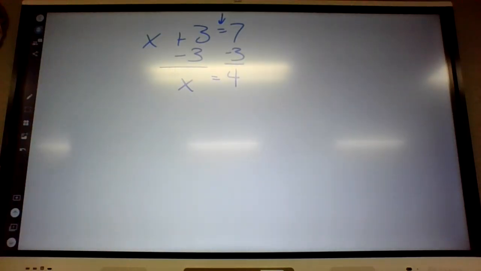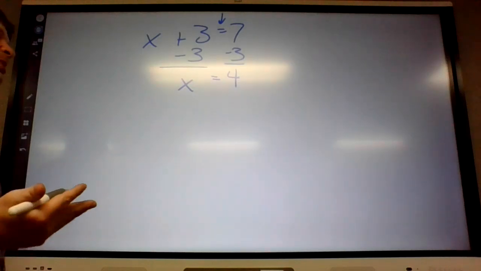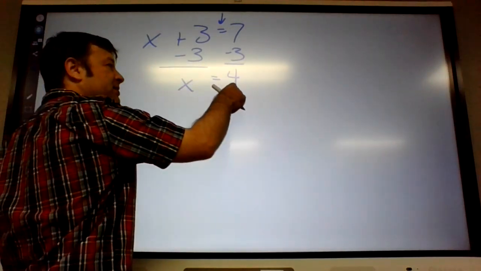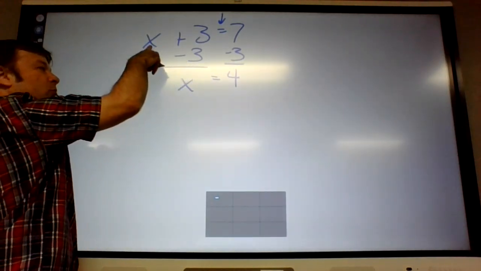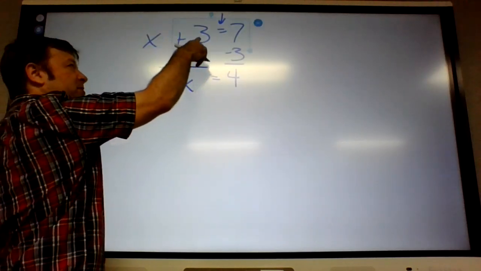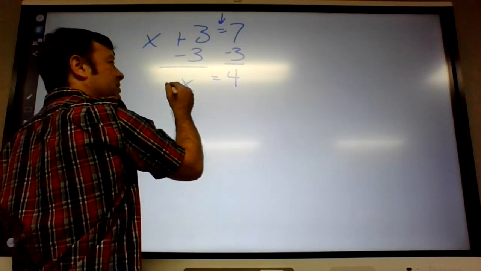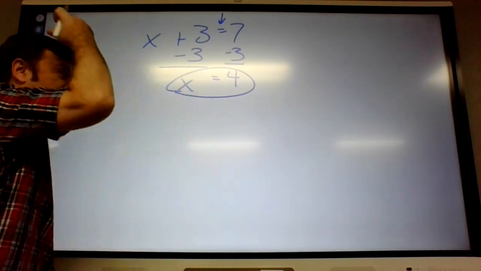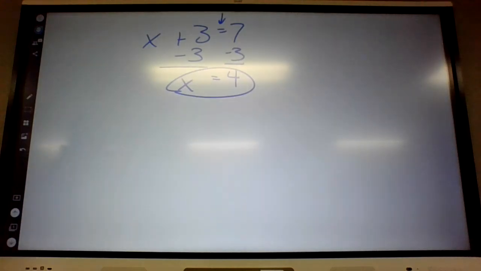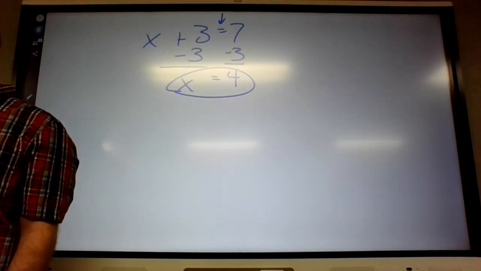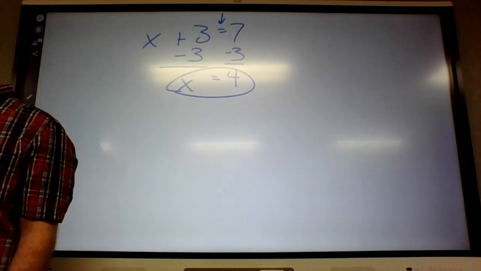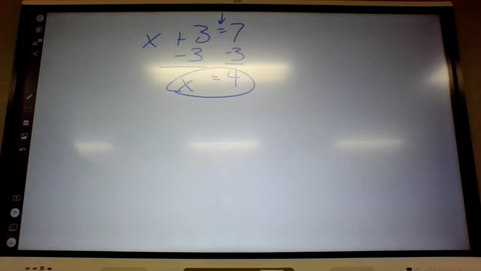Again, do we really need to check this? No, but how would I check this answer? Right, does 4 work up here? Does 4 plus 3 equal 7? Yeah, so anyway, that's the basics. Are there some that can trick us? Well, maybe the fractions and decimals.